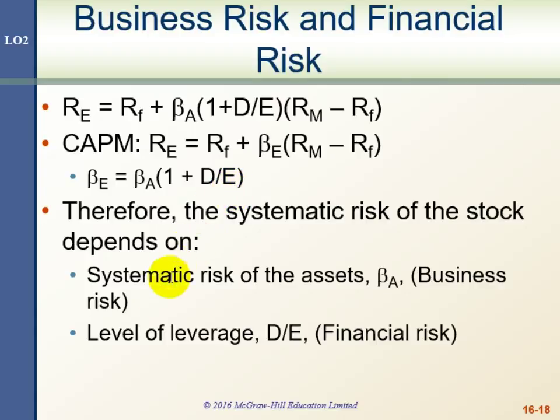So therefore, the systematic risk of a stock investment in the firm, or the equity investment in the firm, depends on the systematic risk of the assets, the beta of the assets, or the business risk, and the level of leverage, the amount of debt in the capital structure, which represents the financial risk. So those two components make up the systematic risk of the stock. And of course, all the unsystematic risk associated with the stock should be diversified away in a well-diversified portfolio. So the only relevant risk is the systematic risk.